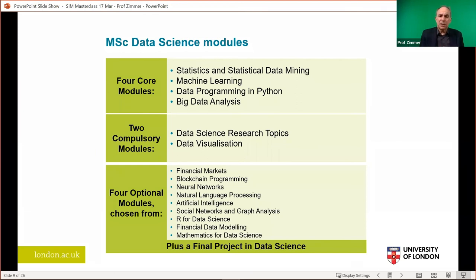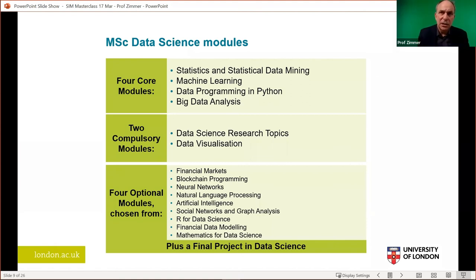Data science research topics is what it sounds like, but it helps you get ready to do your project. Data visualization is how you take data and put it in a way that people can gather information from it. Because visualizing the data is an important part of any data project, even if it's just for yourself. Data visualization is for communicating data, but it's also for convincing yourself what data you've got.